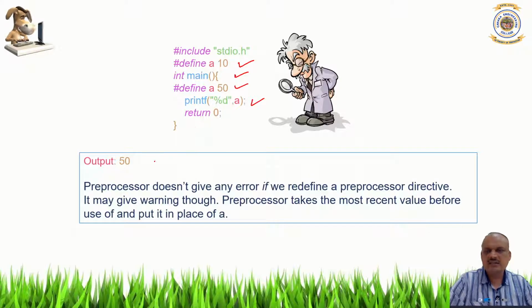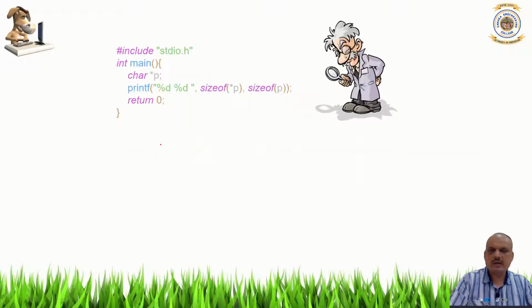It's 50, and the takeaway from this particular code is that this is permitted. You can have multiple definitions of macros or constants, both outside and inside the main function. This is perfectly all right. The code compiles and runs, and the output that you get is 50.